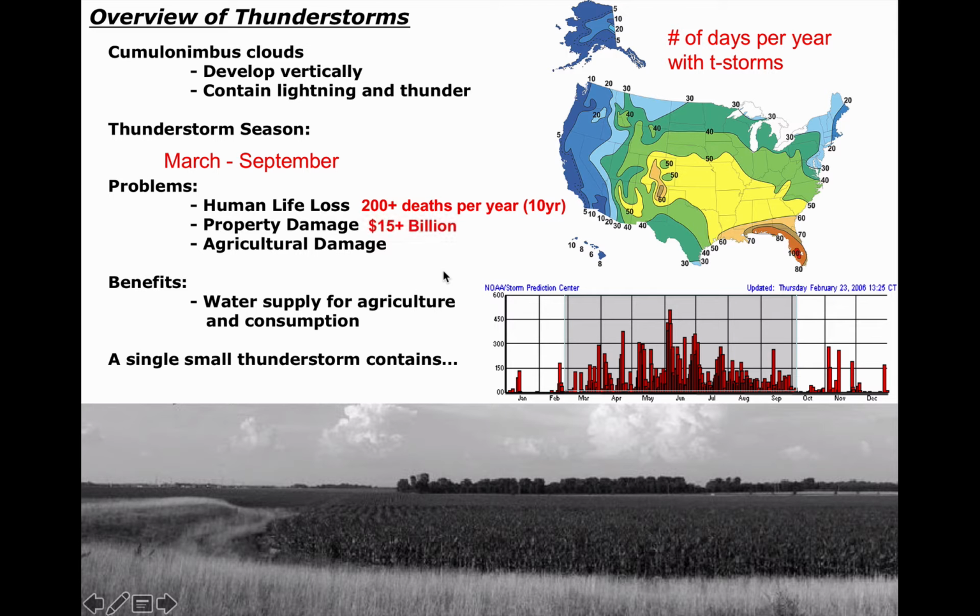Property damage can be well over $15 billion. And a lot of that comes from agricultural losses. So we're not only hurting buildings and homes, but we're also blowing down crops or destroying them with hail. But it's interesting. We kind of have a love-hate relationship with thunderstorms.